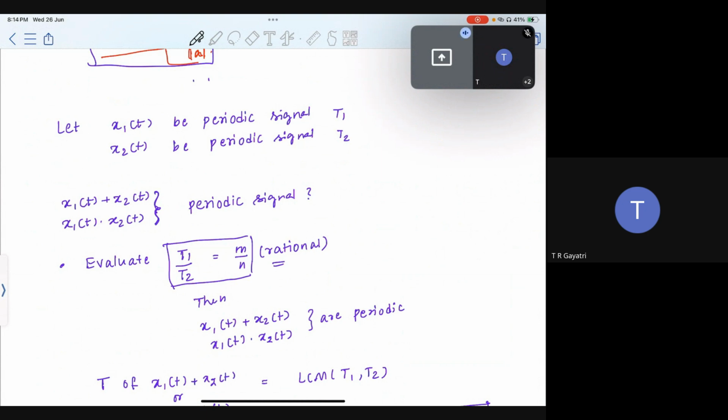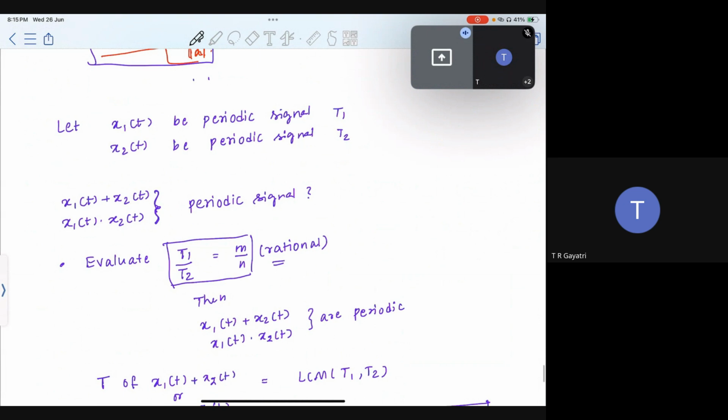All right. Okay. So you first have to evaluate this fraction. If the fraction turns out to be a rational number, then we say the manipulated signal, be it x1 of t plus x2 of t, or x1 of t multiplied by x2 of t, is periodic.